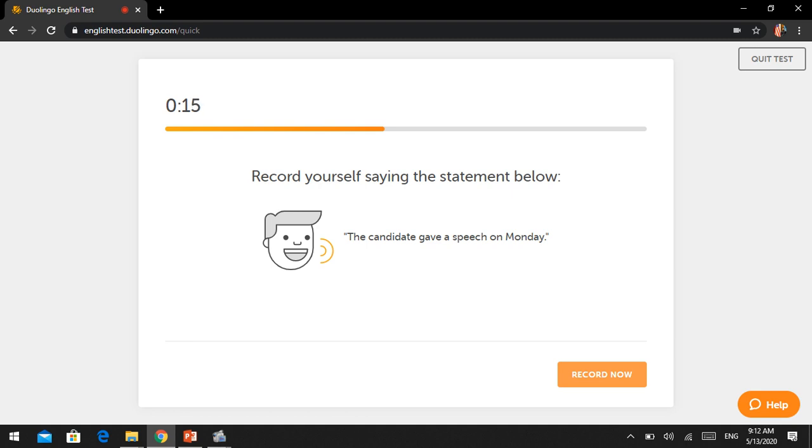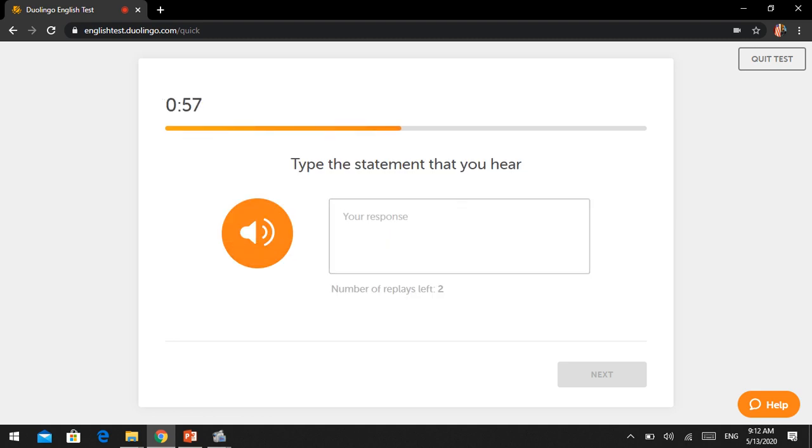The candidate gave a speech on Monday. The lawyer is going to define the terms of the contract. Let's type. The lawyer is going to define the terms of the contract. Let's listen. The lawyer is going to define the terms of the contract. It's correct, I guess.